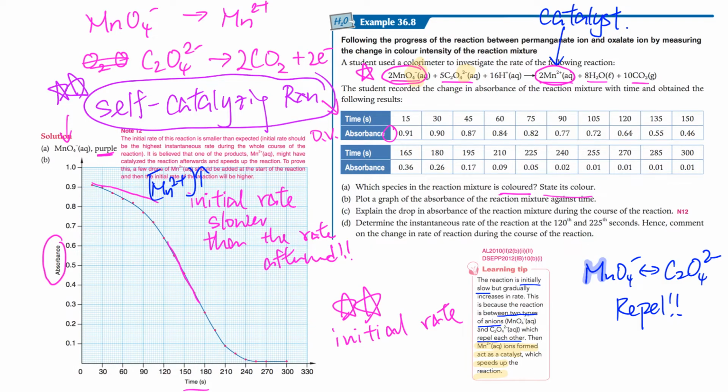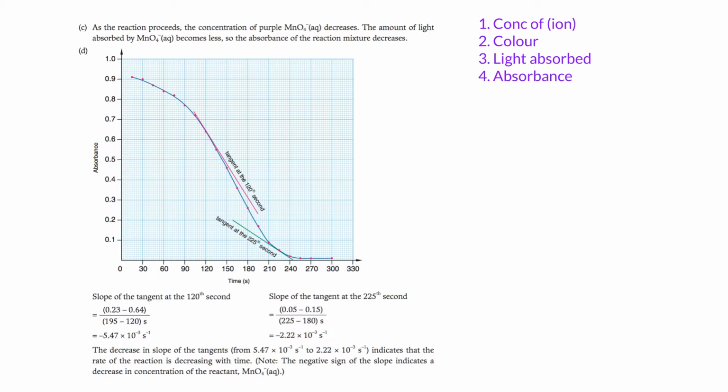So next, we're going to explain the drop in absorbance in the reaction mixture. So remember, absorbance is related to color, and color is related to the concentration of ion. The concentration of permanganate ion decreases, so the color fades, and then the amount of light absorbed decreases, so therefore absorbance will decrease. So again: concentration of ion, color of solution, light absorbed, and finally absorbance.